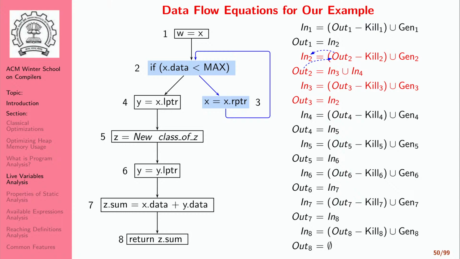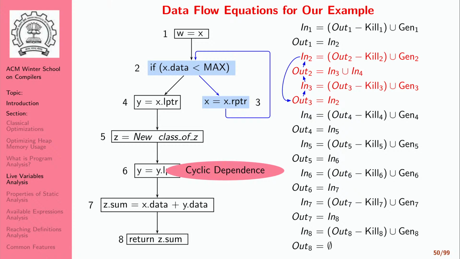Out of 2 in turn is defined in terms of in of 3. So we have this propagation happening. In of 3 defines out of 2, out of 2 defines in of 3. How do we get out of 3? Out of 3 in turn depends on in of 2, which means that there is a cyclic dependence.